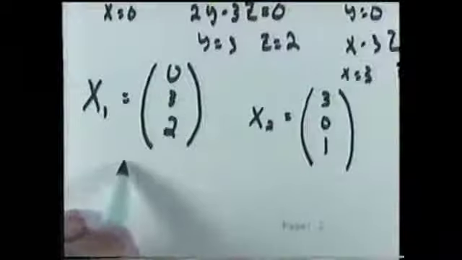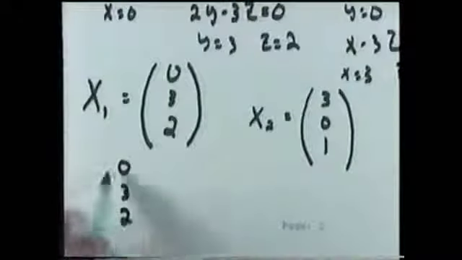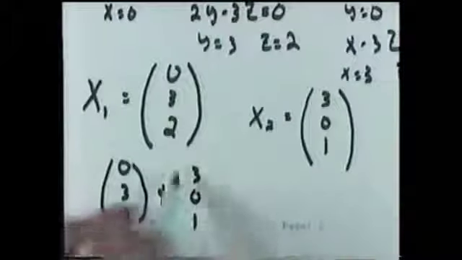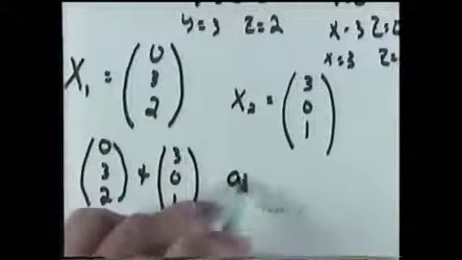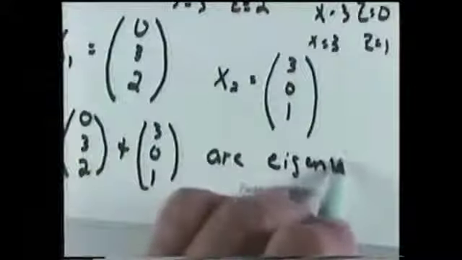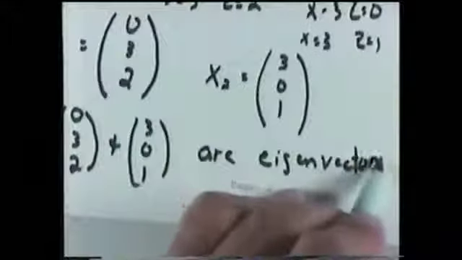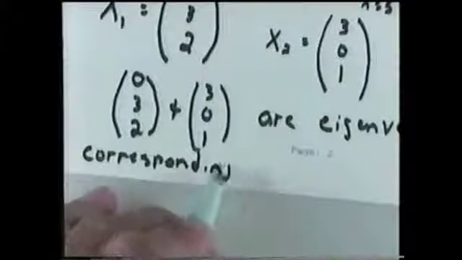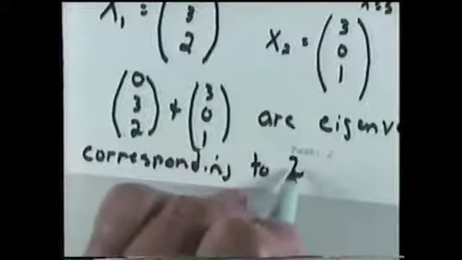So we can say that (0, 3, 2) and (3, 0, 1) are eigenvectors corresponding to lambda equal to 2. So we see that lambda equal 2 has 2 eigenvectors.